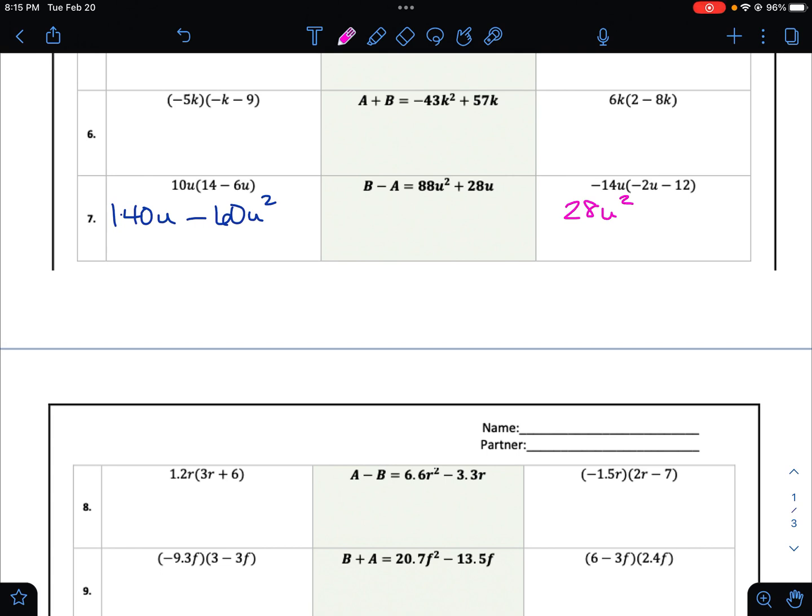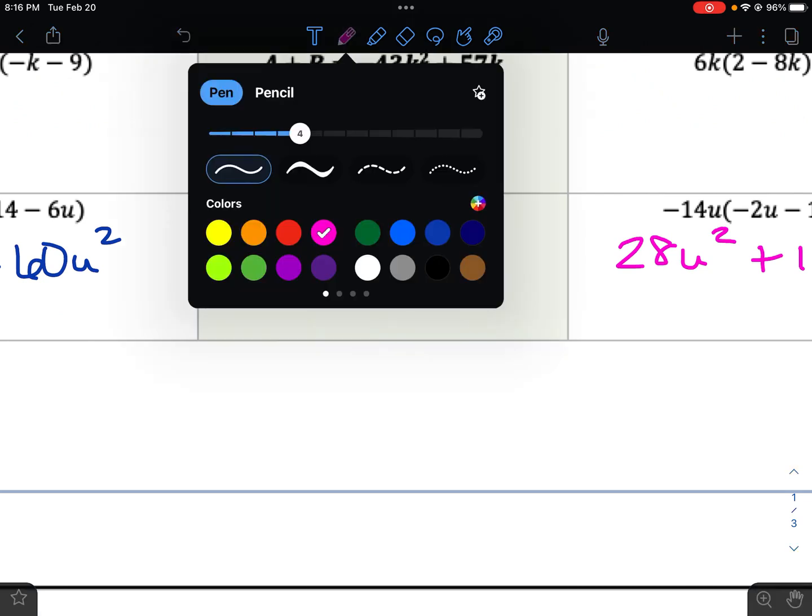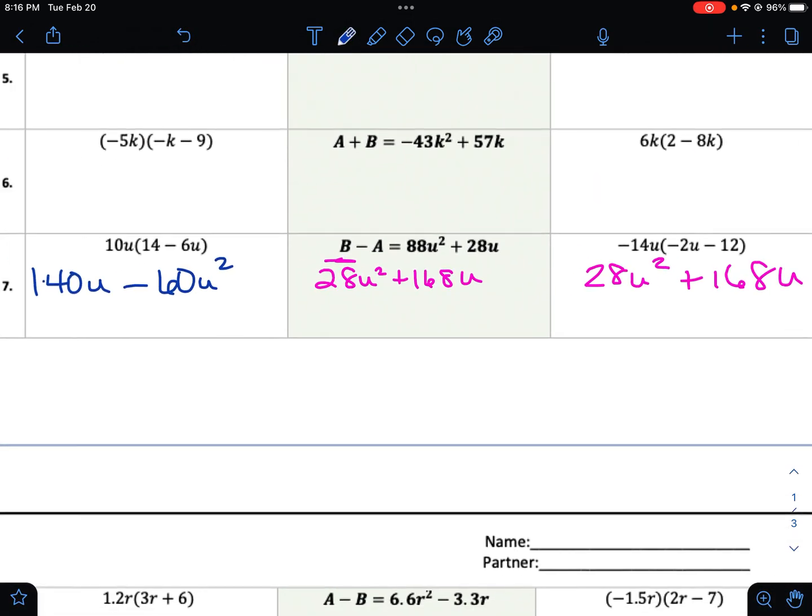And then 14 times 12, again, I don't know, so I'm going to look that up on my calculator. Let me get my calculator open on my phone. Give me a sec. 12 times 14 is 168, so I'll go plus 168u. Now, notice it says subtract, so the B partner goes first. So 28u squared plus 168u. And I'm going to subtract from that my answer. So notice it's subtract a negative 60u squared.